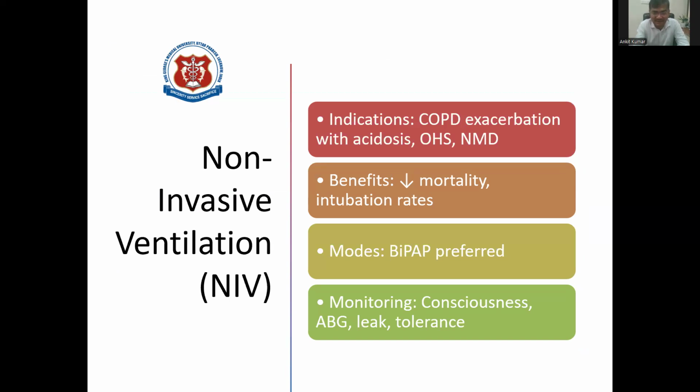We have listened a lot about non-invasive ventilation. It's quite helpful for the COPD patient, but it is a tool. If you use it wisely, your patient may benefit with the NIV. If you are not using this wisely, the patient is going to deteriorate, going to die because of this. The indication of non-invasive ventilation is the same: any cause which is causing type 2 respiratory failure, you can prescribe non-invasive ventilation.